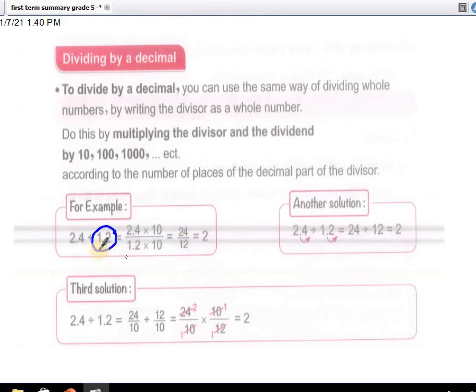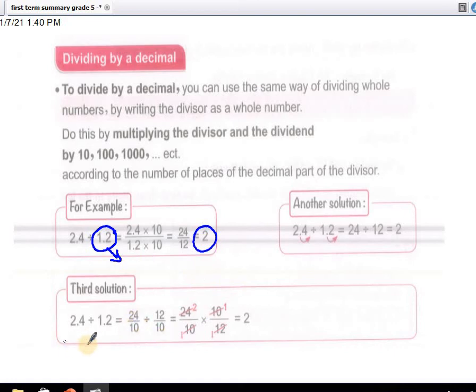How do I remove it? I look here. This number is 1.2. It has only one place after the decimal. So I'm going to multiply this number by 10 and also this number by 10 to remove the decimal point, so the number will be 24 over 12, and if I divide it, it will be 2. Okay, so my first important thing, yes, I have to think about it, is that the divisor must have no decimal point.